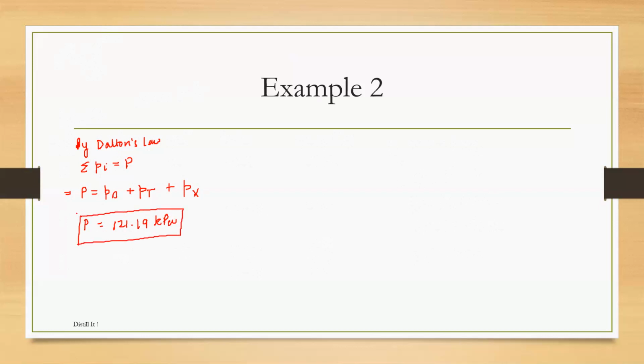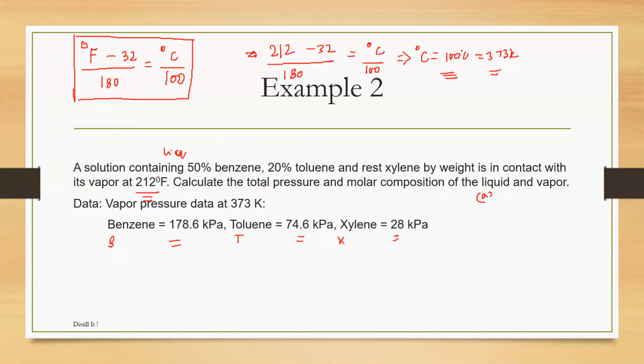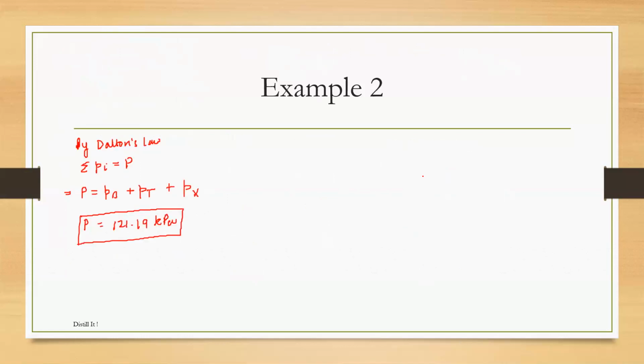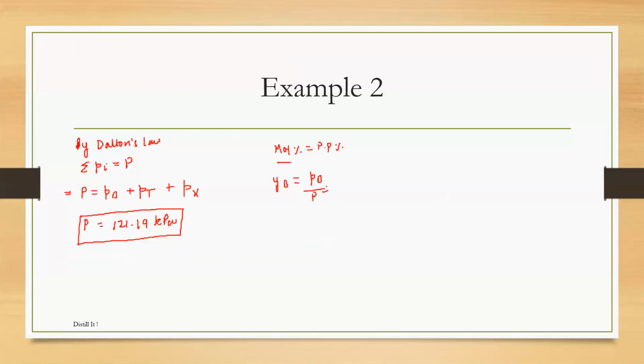All right. This is the total pressure. Okay, so we have solved this part where we had to calculate the total pressure. And finally, we have to find the composition of the vapor phase. So we know that in the vapor phase, mole percent is equal to partial pressure percent. Hence, we are going to get YB is equal to partial pressure of B upon total pressure. So partial pressure of B is 100.016 and total pressure is 121.19.